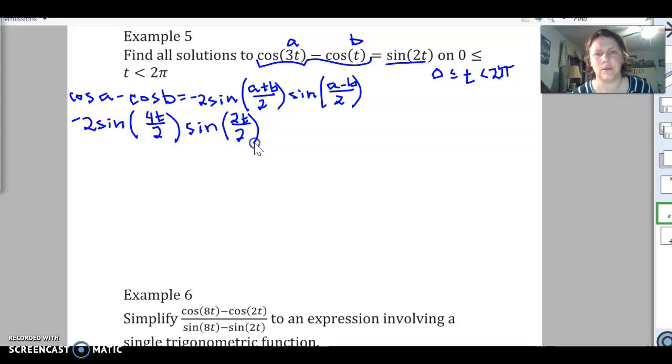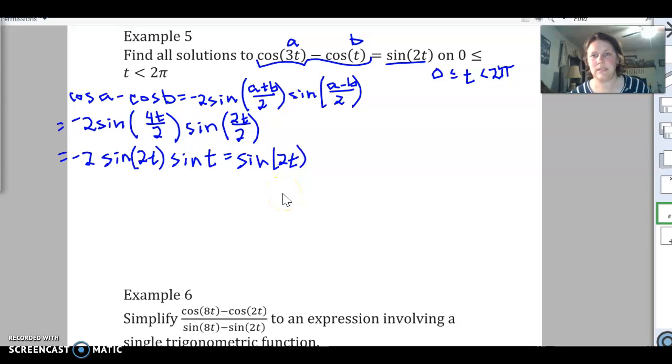2t over 2. There we go. And then simplifying that, let's get our equal signs up here. We'll have negative 2 sine of 2t sine of t, and all of that now is equal to our sine of 2t. Okay, so I'm going to go ahead and set this equation equal to 0. Don't be tempted to divide both sides by that sine of 2t, because that's going to lose quite a few of our answers, of our solutions. So don't do any division there.